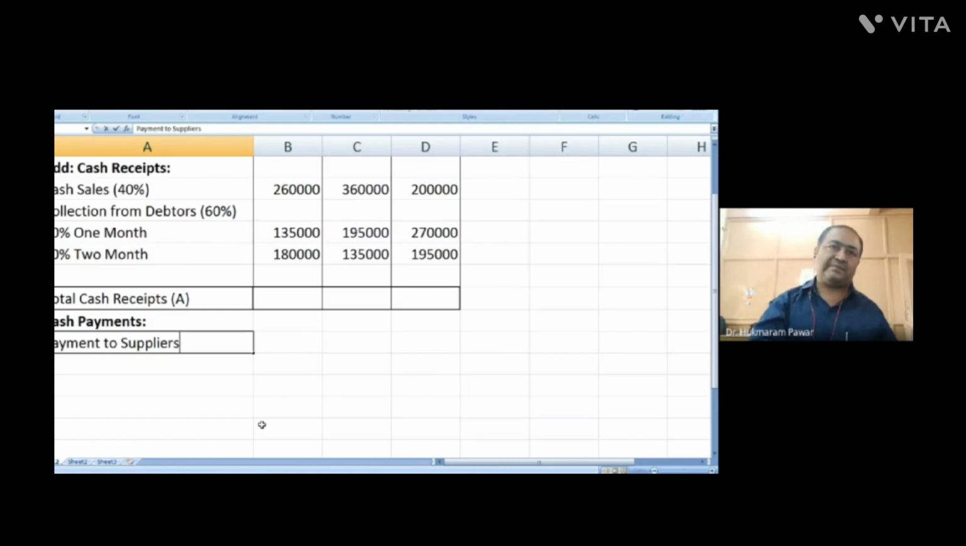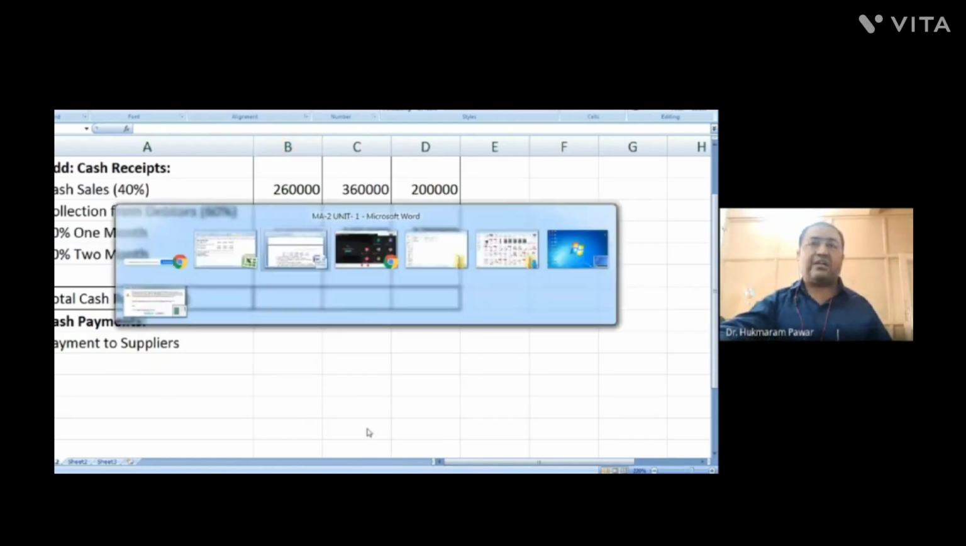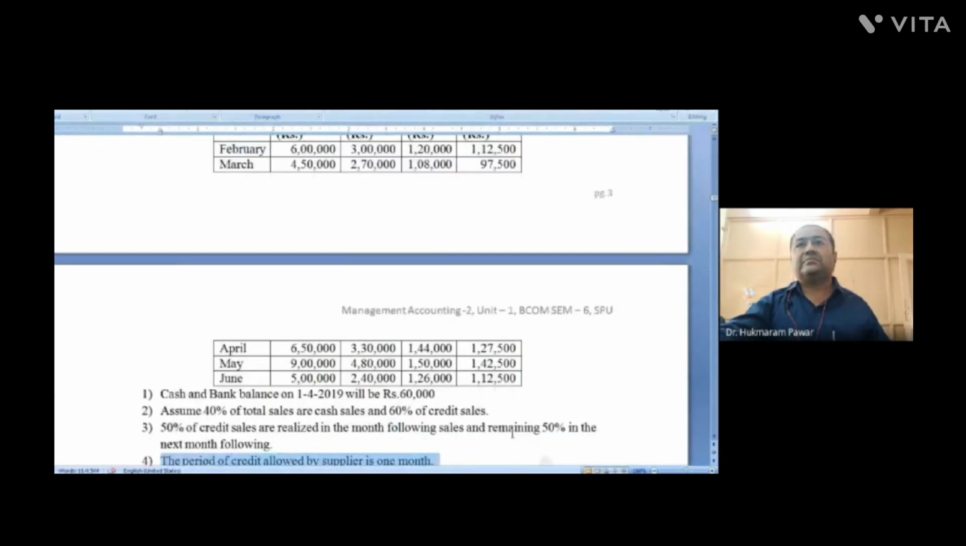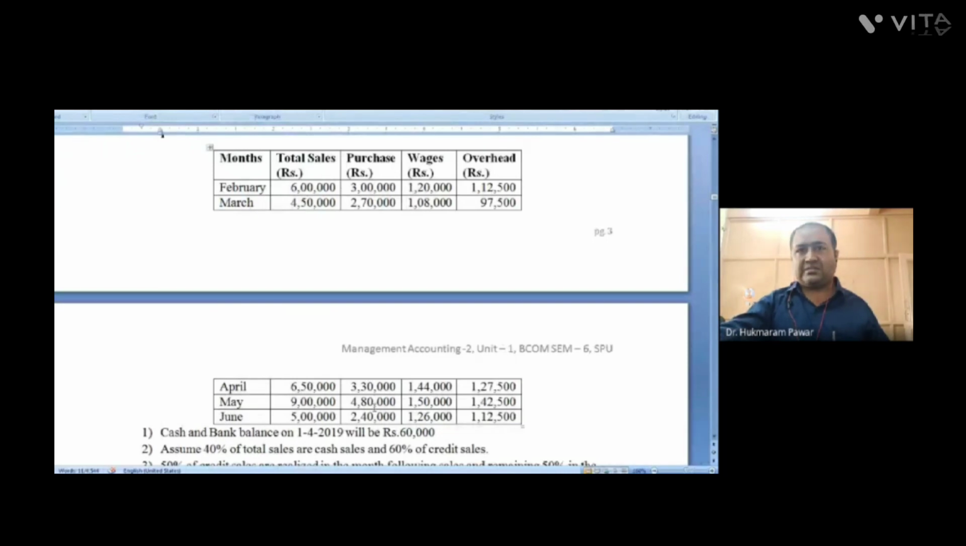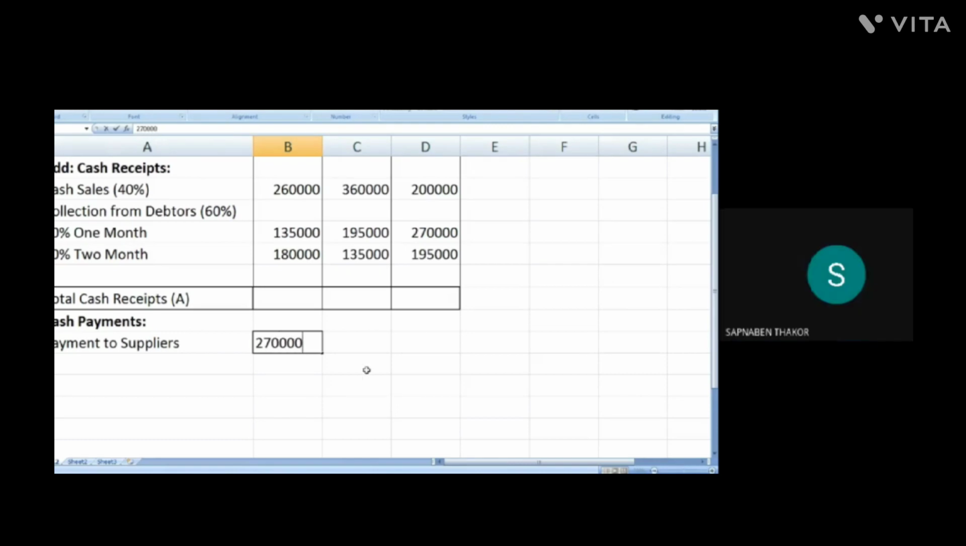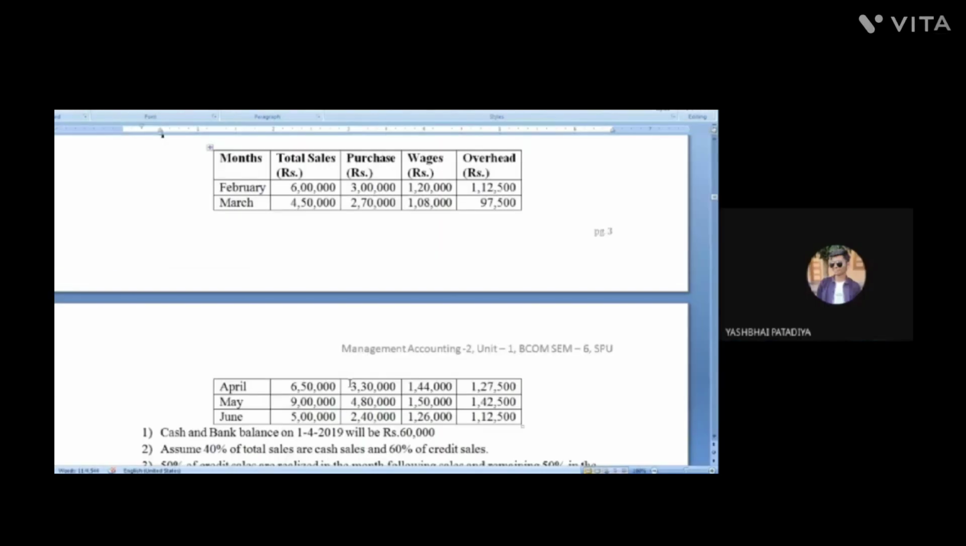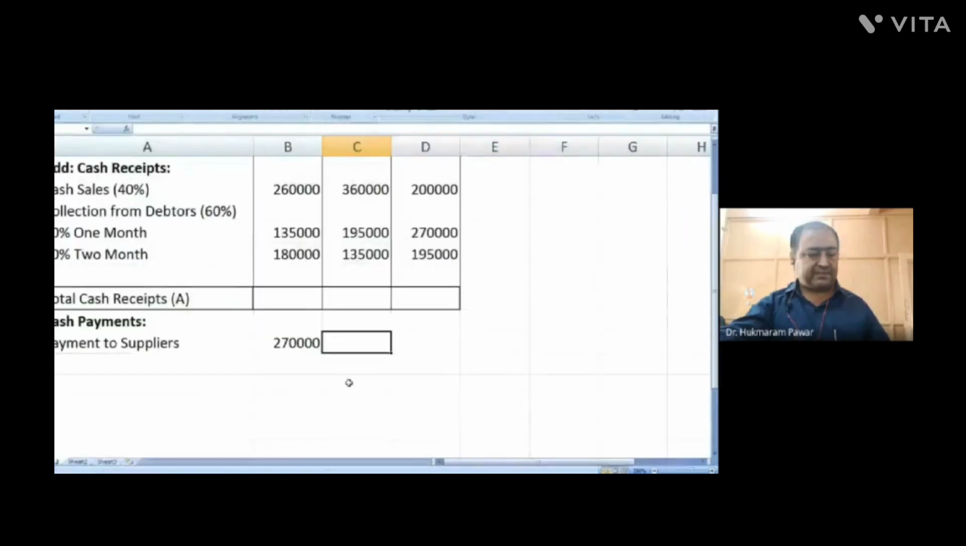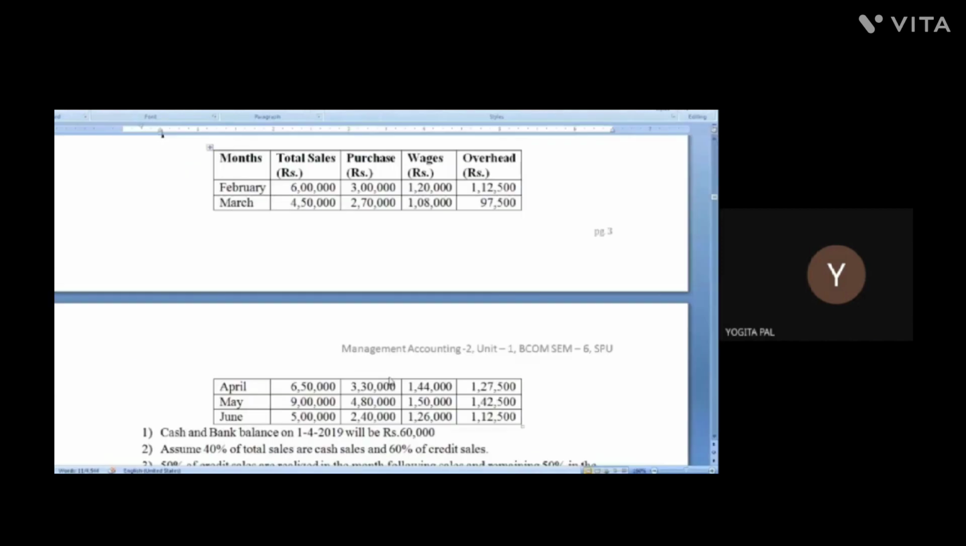Payment to suppliers. Okay, so one month credit. So start from March. First amount is, tell me, 2 lakh 70,000. Am I correct or not? Yes, sir. Second amount is 3,30,000. And the third amount is 480.